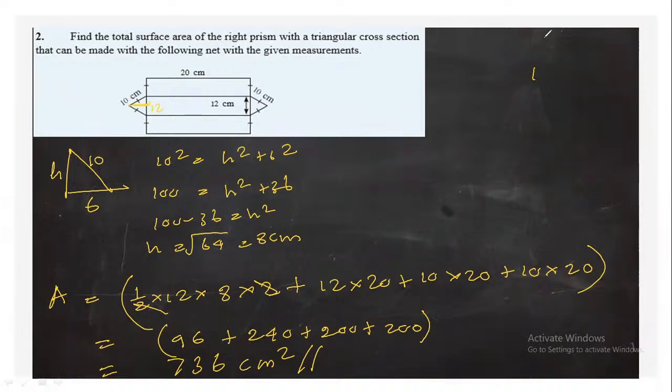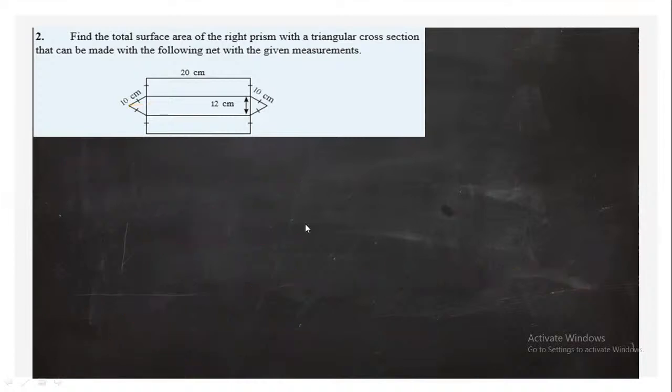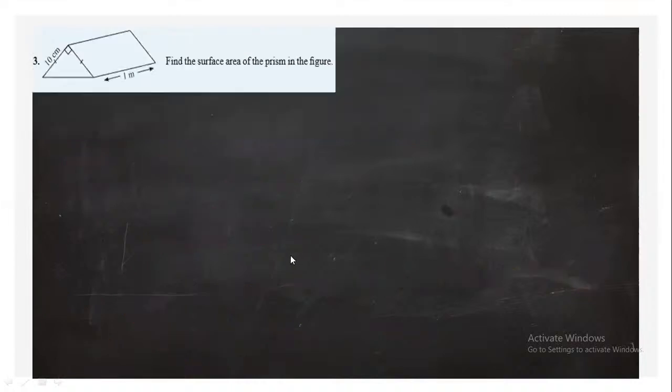Question number 3. Find the surface area of the prism in the figure. So can you see this prism? Here this is 10, then this is also 10 centimeter. If this is 10 and this is 10, we have to find this part. So how can we find this? You can use the Pythagorean relationship.